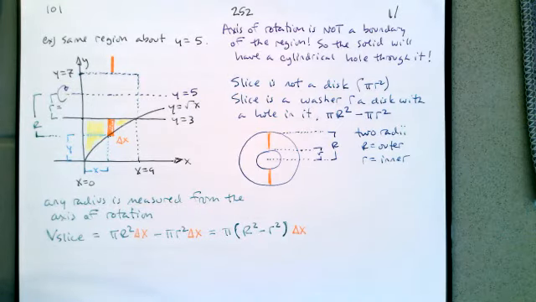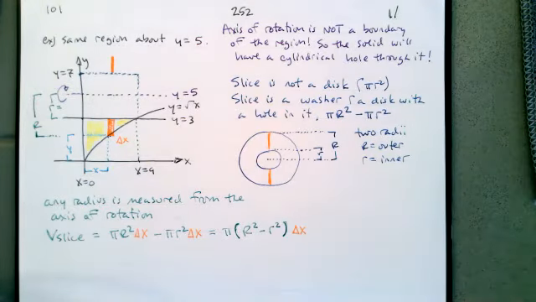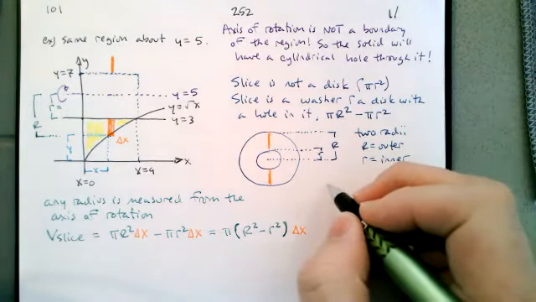Anything that we call a radius is going to be measured from the axis of rotation. Notice that the near end of the slice is always 2 units away from the axis of rotation, because the axis of rotation is 5, and the upper boundary of the region is at y equals 3. So that's always 2 units away. So the little r is constant.